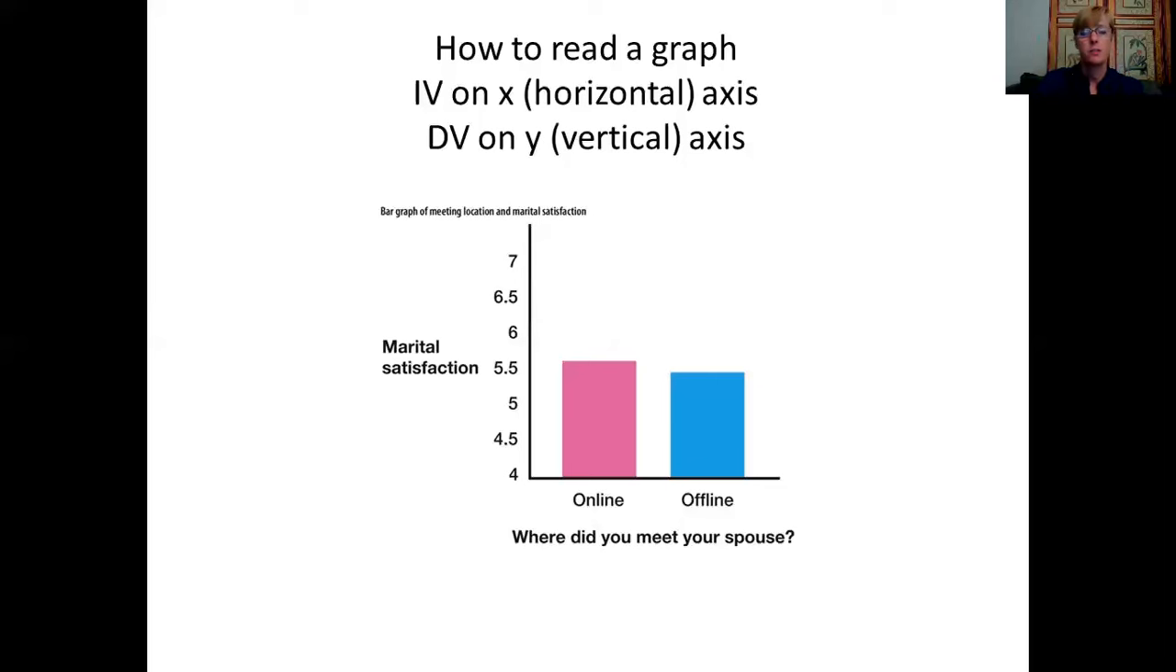And then on the y-axis is always the dependent variable. What was measured? Well, we measured marital satisfaction, not by asking you, how do you feel about your marriage? Just tell me. Qualitative data. I said, on a scale of 1 to 7, how satisfied are you with your marriage? And you circled a number. I was like, okay, I can run stats on that. So there's my dependent variable, marital satisfaction, on the y-axis, the up and down one.